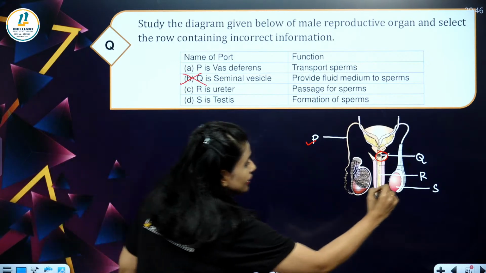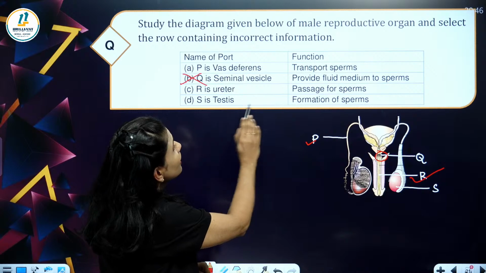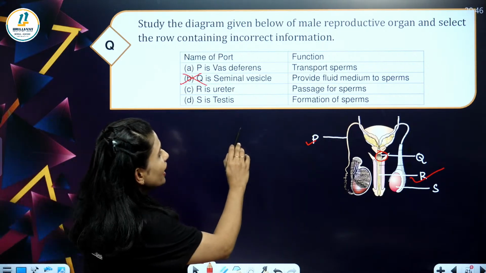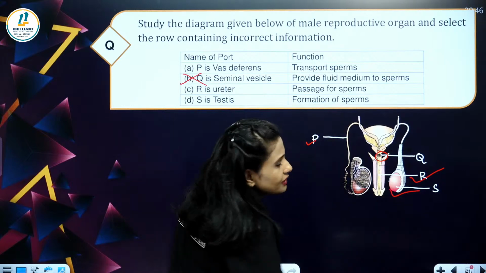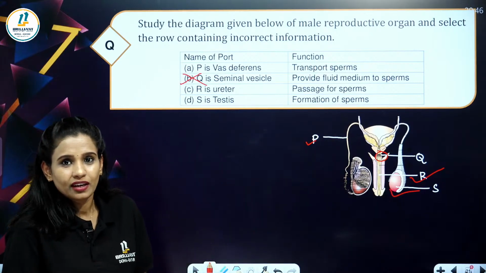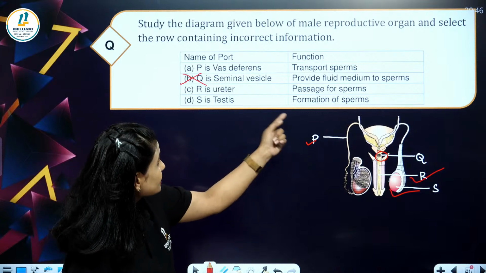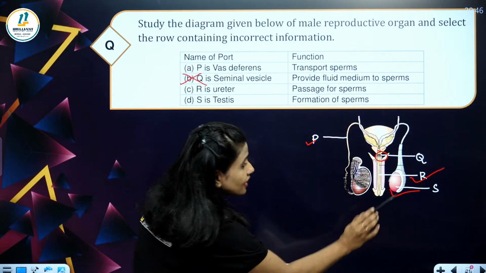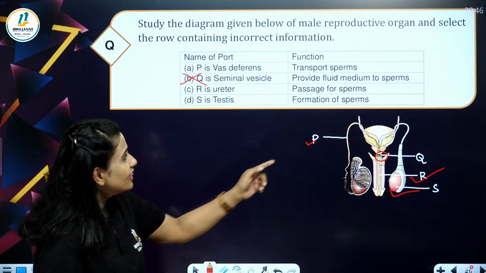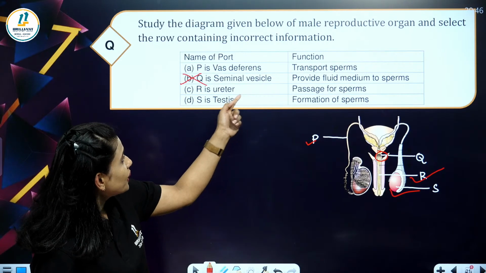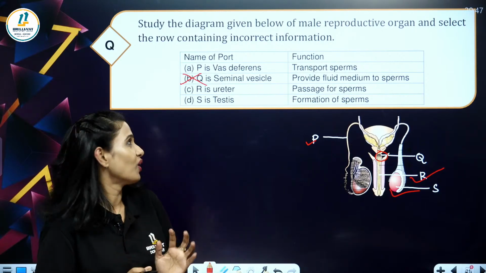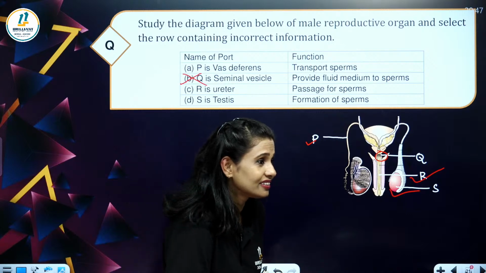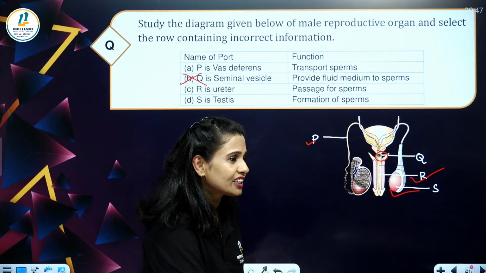R is ureter, that is correct, which is the passage of sperm, and S is testis, where the formation of sperm takes place. So all these three are correct, but here Q marked as seminal vesicle is wrong. So it is B. Okay, let's do the next question.